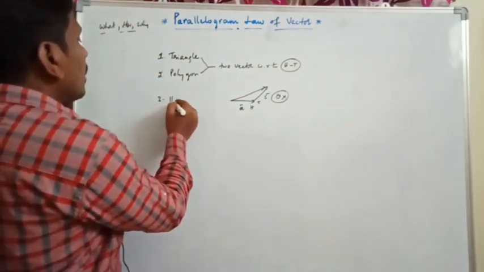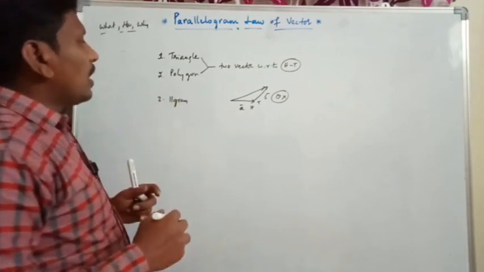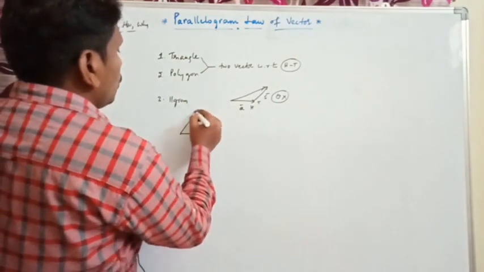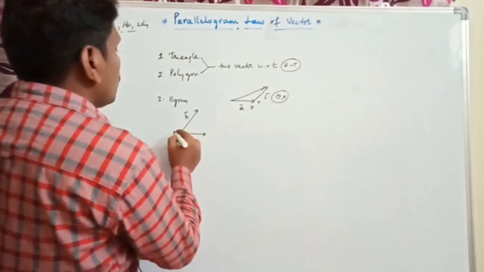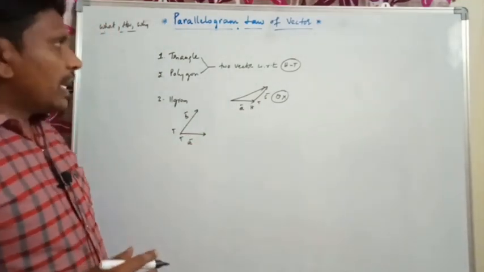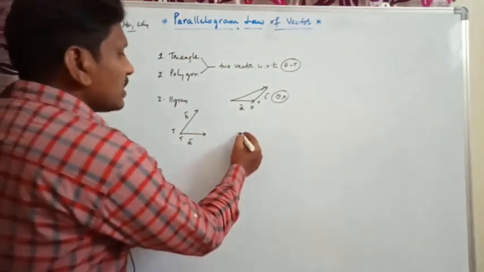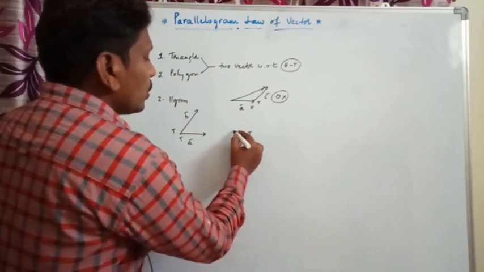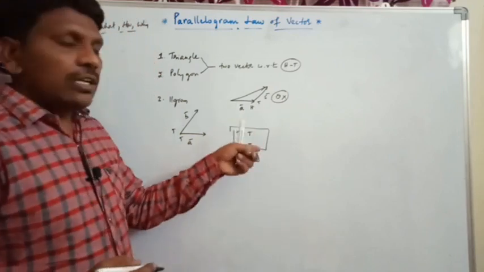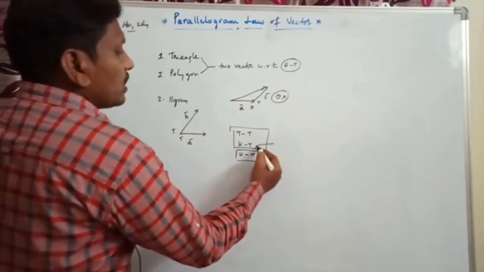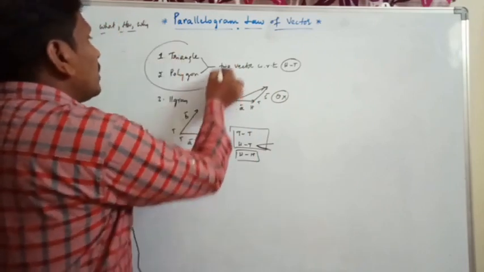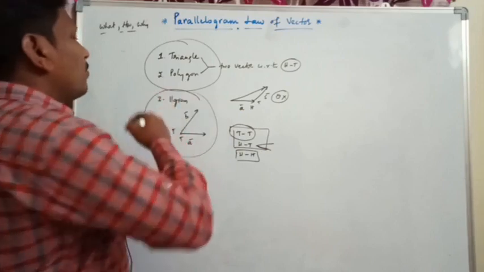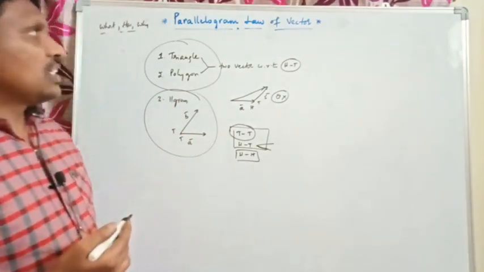Whereas the parallelogram law depends on one more possibility, that is, two vectors added together with respect to the tail and tail method. There are three possibilities of adding two vectors: tail to tail, head to tail, and head to head. The head to tail possibility is applied for the triangle law and polygon law, and the tail to tail possibility will be applied for the parallelogram law of addition of vectors.